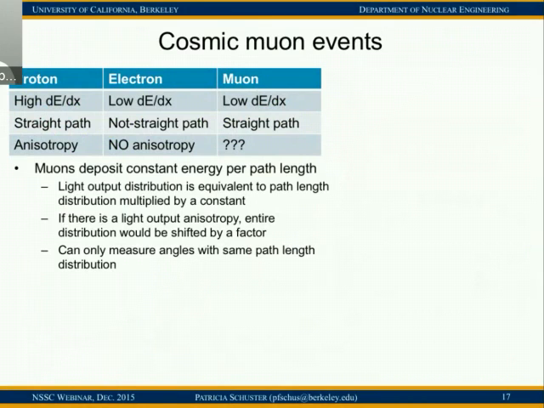So if there were a light output anisotropy, the entire light output distribution would be shifted by a factor, because there would be a different amount of energy deposited per distance. But this constrains the angles that I can measure because I have to keep the same path length distribution.